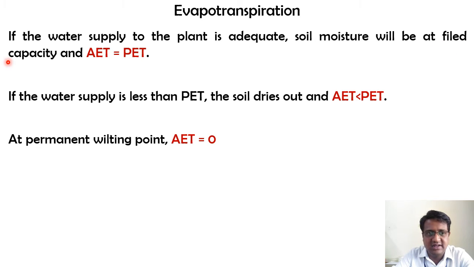as well as what is field capacity. Okay, so basically with respect to this, if I just read it out, if the water supply to the plant is adequate, soil moisture will be at its field capacity, and hence your AET is equal to PET. Okay, so what do you mean by this?